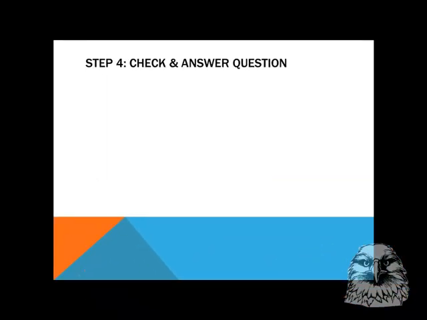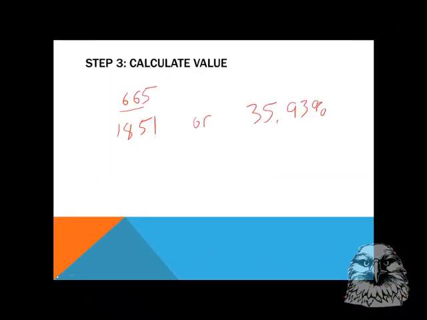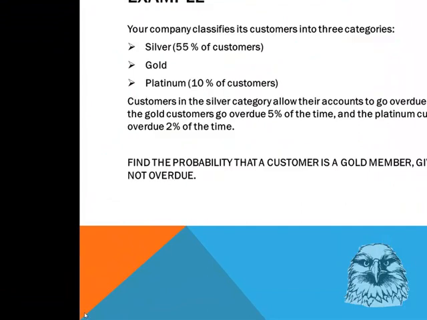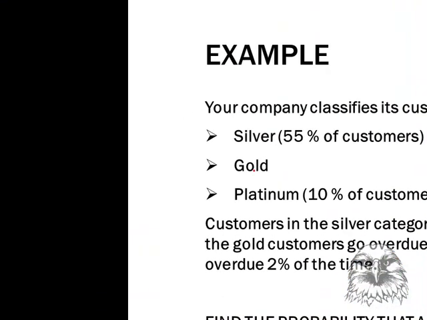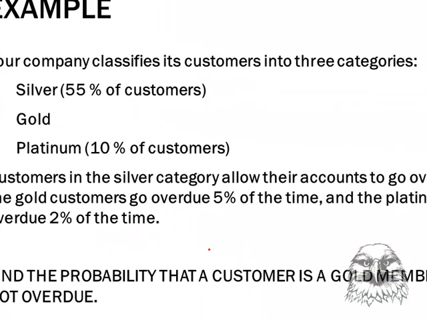So what would step 4 be? Well, step 4 is to check our answer and see if we've answered the question that was being asked. And let's see if that makes sense. Let's go all the way back to the very beginning here. So we've got these customers, 3 categories, and probabilities, and we want to find the probability that a customer is a gold member given that they are not overdue.